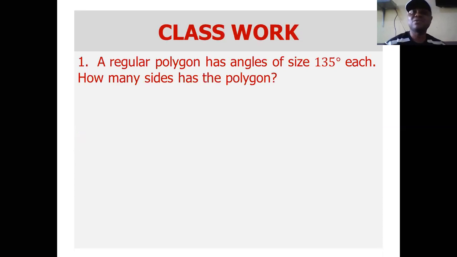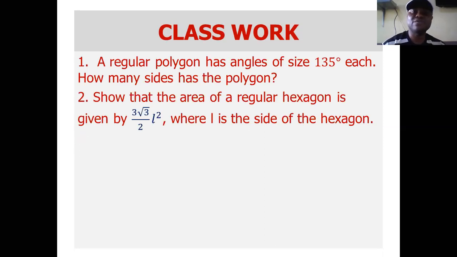An irregular polygon has angles of size 135 degrees each. How many sides has the polygon? Remember, we've done something like this before. Show that the area of a regular hexagon is given by 3 root 3 over 2 times L squared, where L is the side of the hexagon. So you can use the previous problem to arrive at this. Don't forget that. Just try.